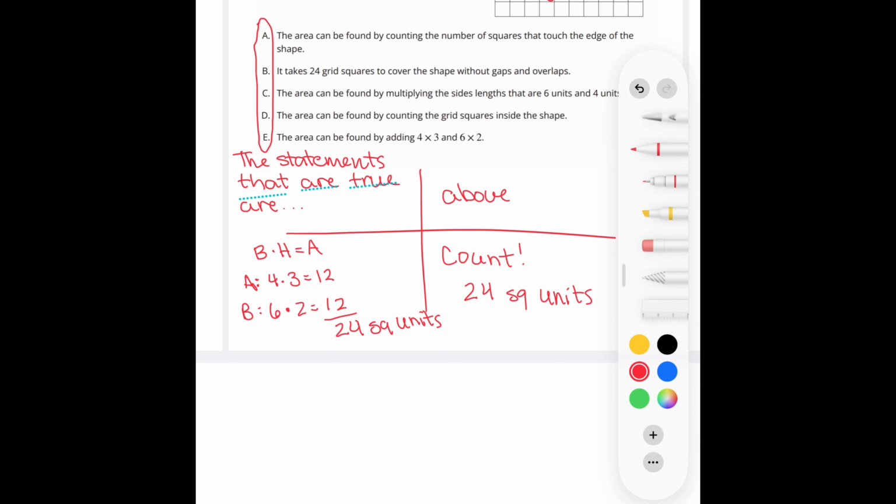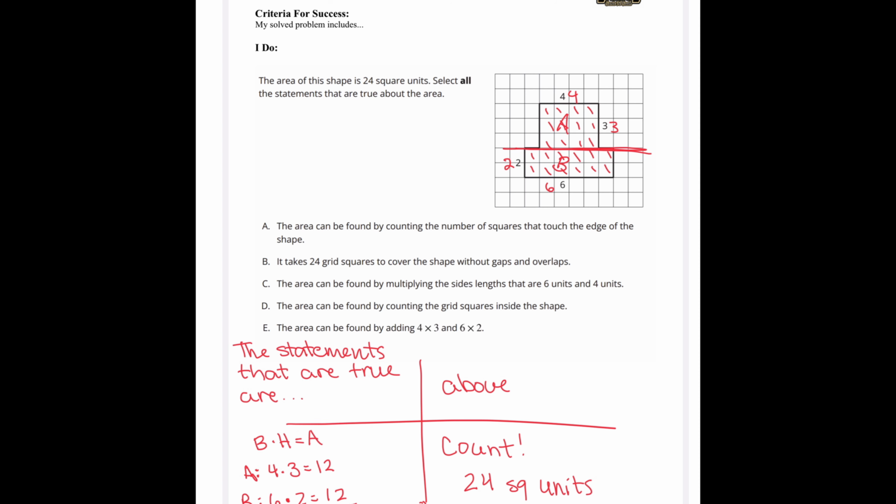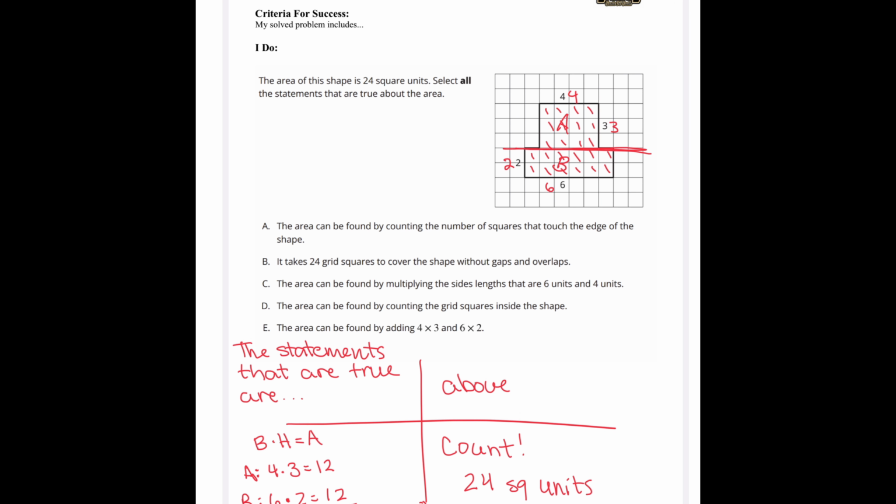The first statement says the area can be found by counting the number of squares that touch the edge of the shape. Well, first of all, we know that's more to do with perimeter than area, so that's kind of a clue that that is probably not really true, but we could do it. Let's try it. Let's count the squares. 1, 2, 3, 4, 5, 6, 7, 8, 9, 10, 11, 12, 13, 14, 15, 16, 17, 18. Not quite. We've got all these here in the center missing. So that's not going to work. So no, that is not true.